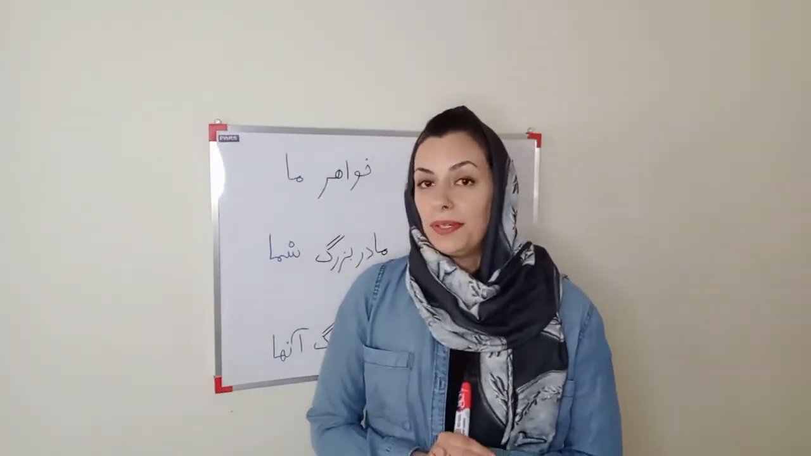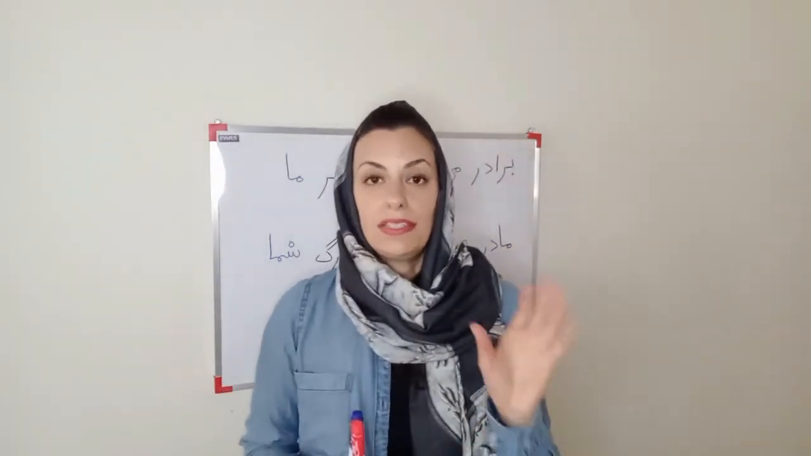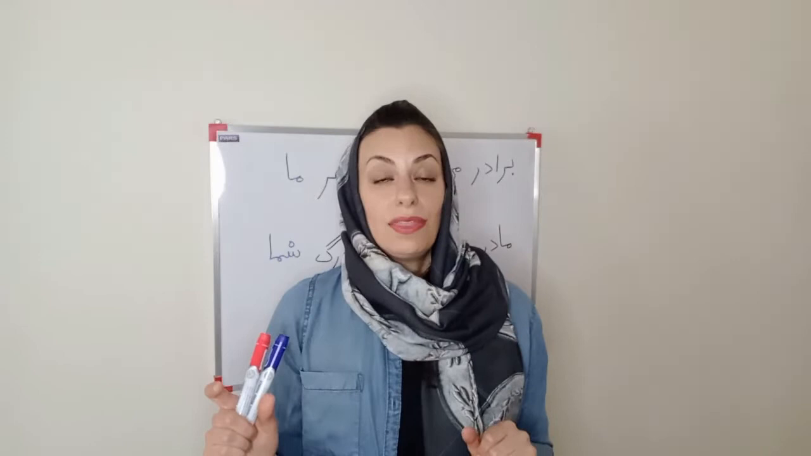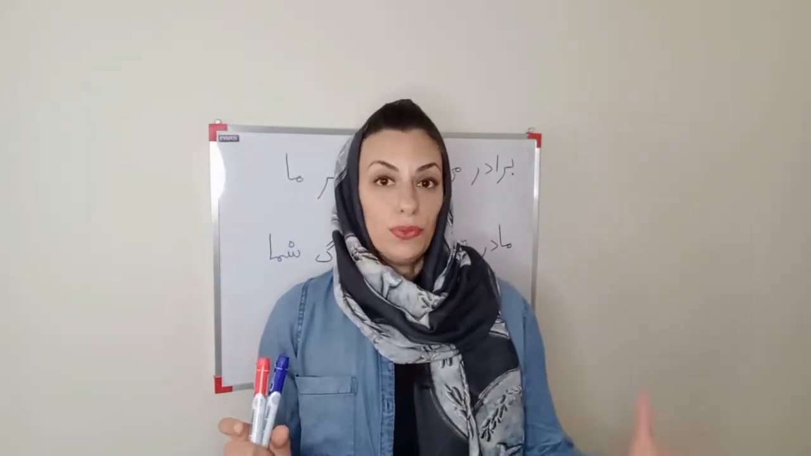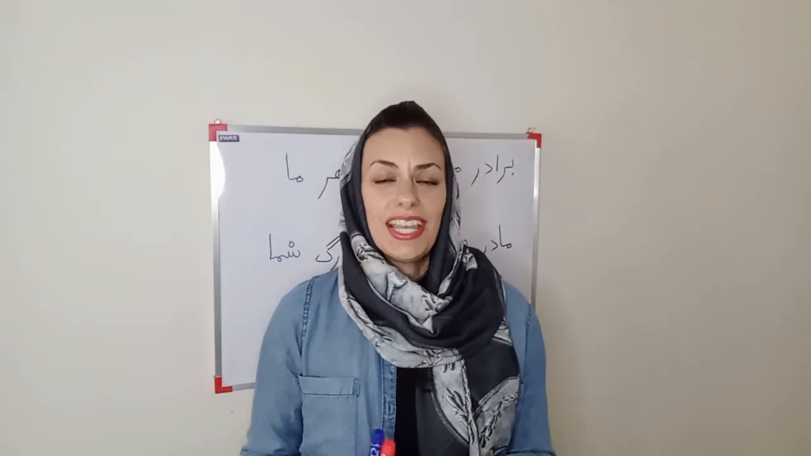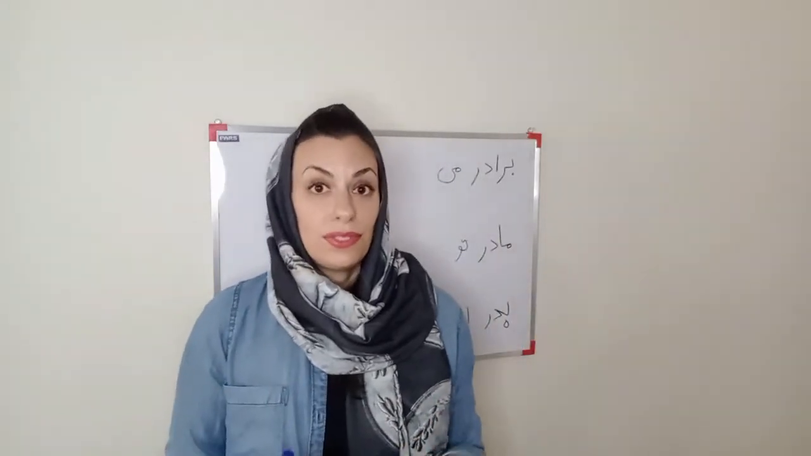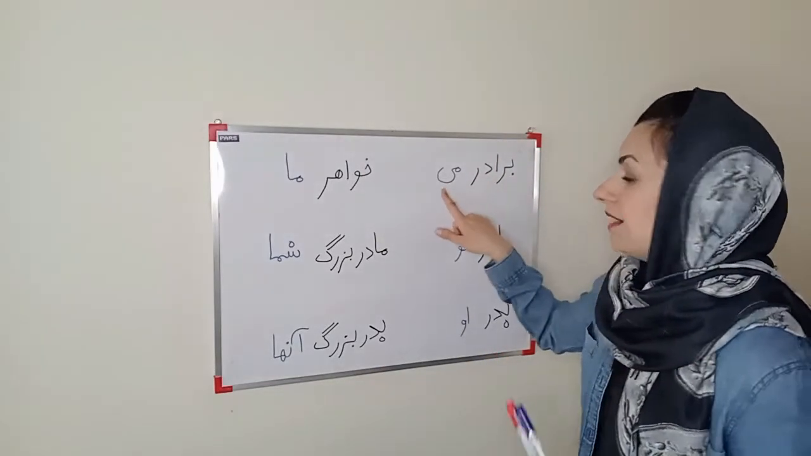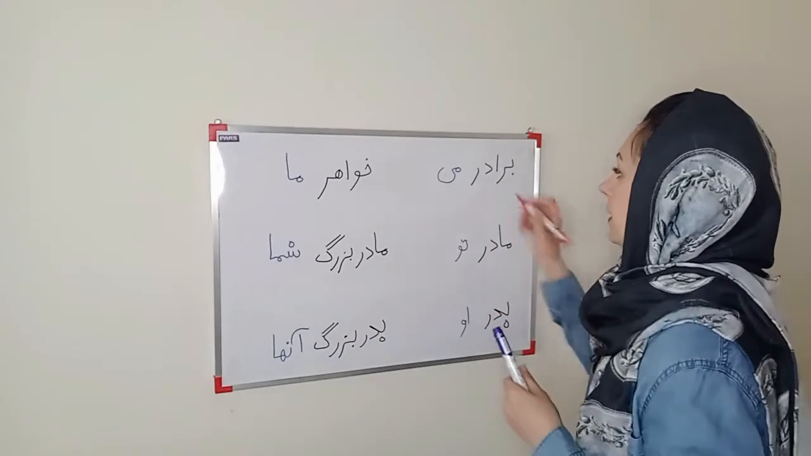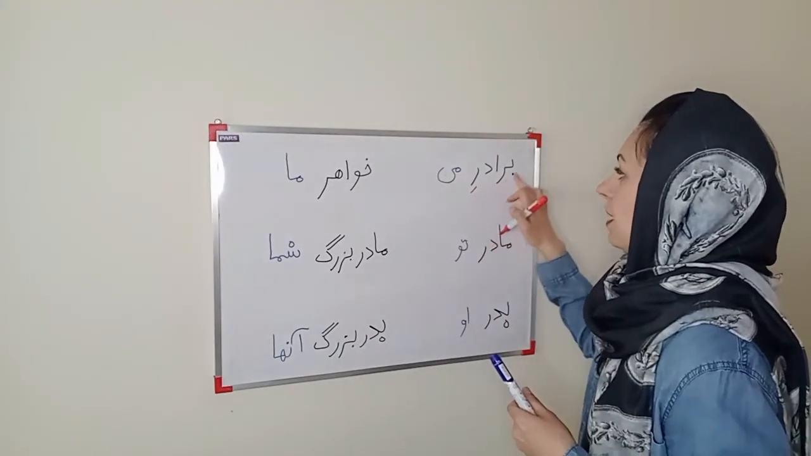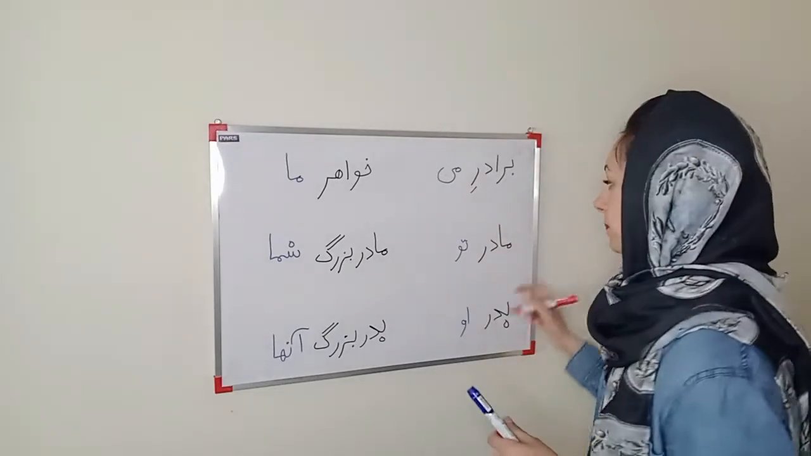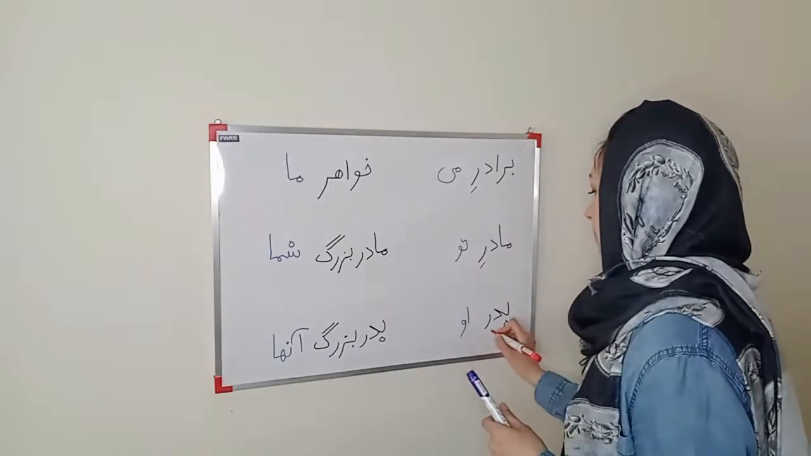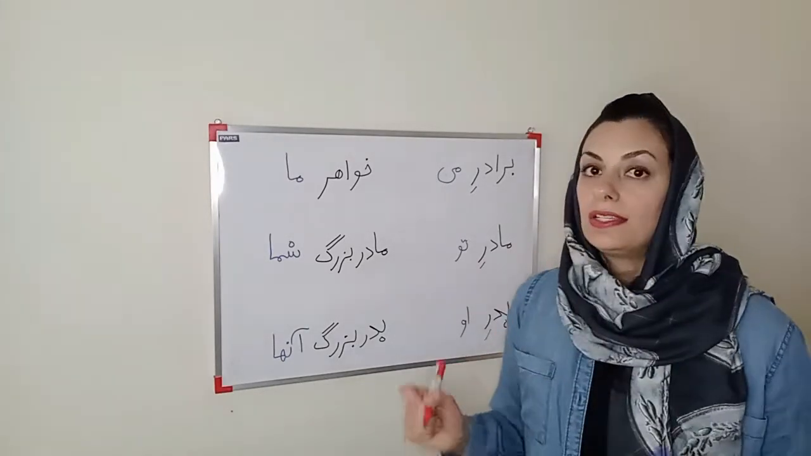You might remember that one way to do it is to take the object, and in this case, we're going to take the family member, and then add the pronoun. So man, to, u, I, you, he, she, etc. And then we connect those two with an e. So here we have baradar, brother, and then we have man, I. So all we do is add the e. Baradare man, my brother. Madare to, your mother. Pedare u, his or her father.